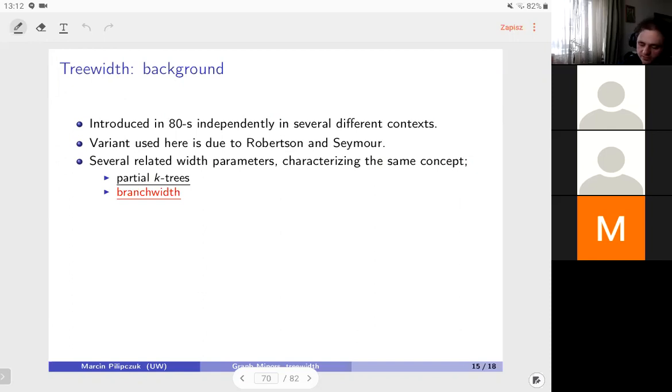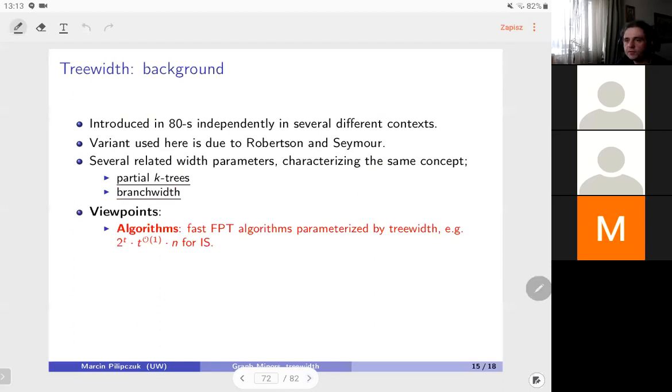But if you notice something like branch-width in the literature, this is something similar to treewidth. It's not treewidth exactly, but it's a very similar notion. And partial k-trees is more or less exactly treewidth. So these are notions that are very similar. They essentially describe the same phenomenon, but sometimes there's an off-by-one. Branch-width can be like 1.5 times treewidth or something like that. But they describe more or less the same phenomenon in graph theory.